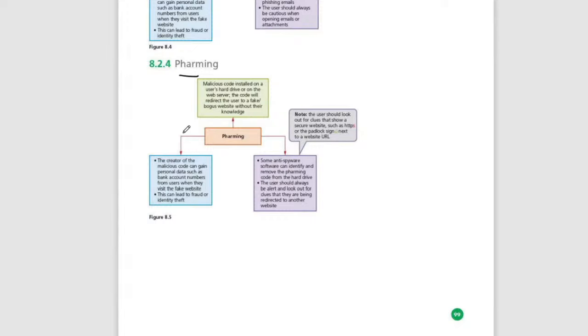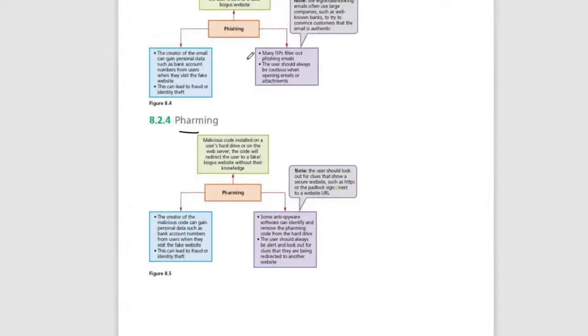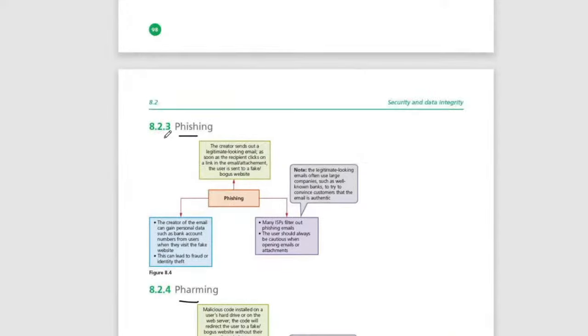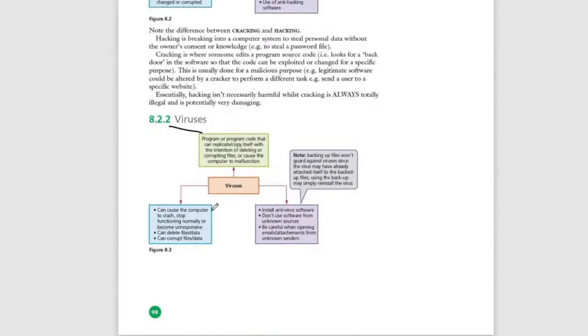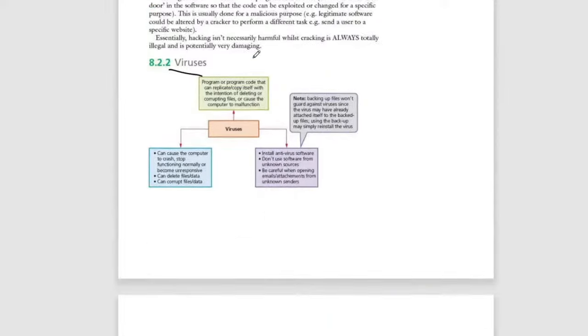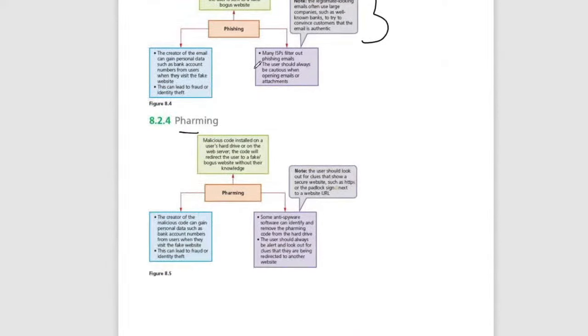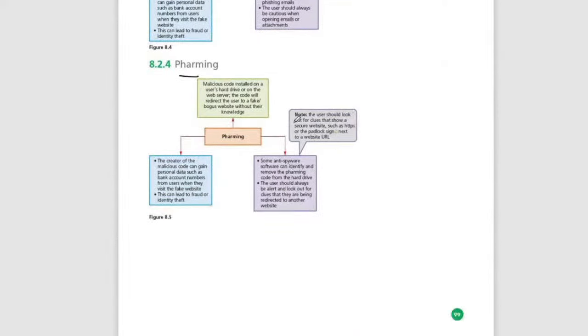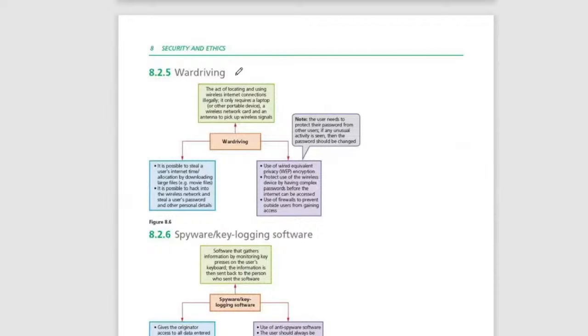The next one is that some of the anti-spyware software can identify it. So again, we use the anti-spyware. Again, for the preventions for this, you use ISPs. There's no software to reduce this one, you just be aware. We have antivirus, we have anti-hacking, so we have quite some software nowadays to help us. So this one we can use the anti-spyware, and the user should always be alert and look for clues that they're being redirected to another website.